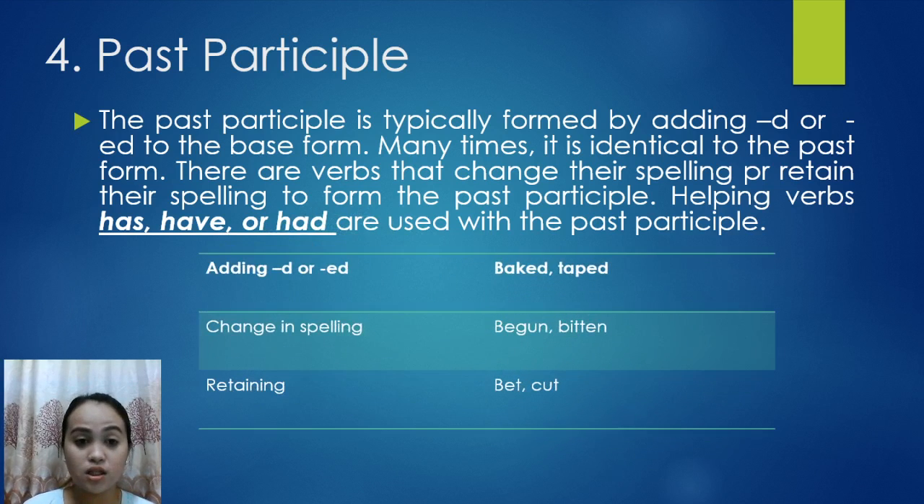Okay, examples. Adding D or ed: baked, taped. How about a change in spelling: begun, bitten. Retaining the spelling: bet, cut.